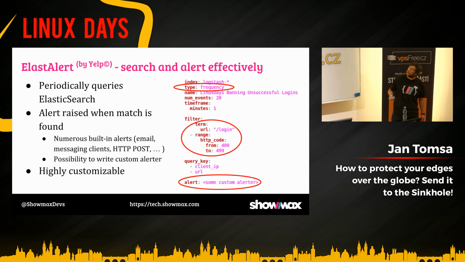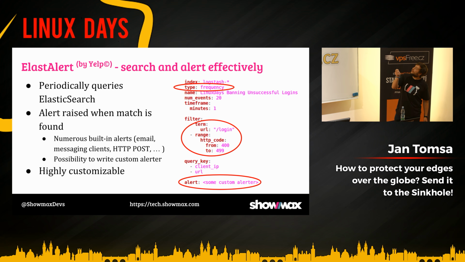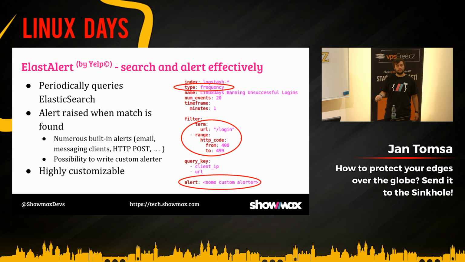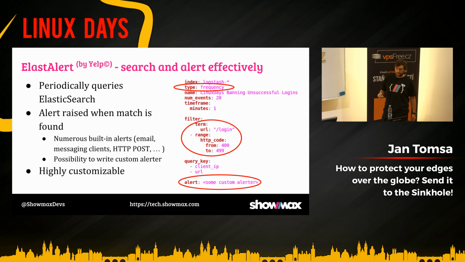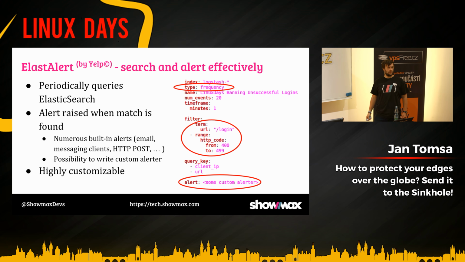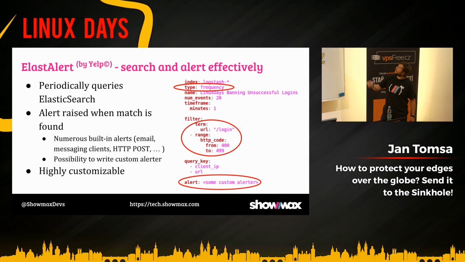To show you how easy it is to configure, I have a short example of how the password guesses from the previous slide are converted into the ElastAlert rule. On the top part, you can select the type of rule the alert will follow. The type frequency means that it will alert you when a certain threshold of events is reached within some time frame. In this case, 20 events within 1 minute.